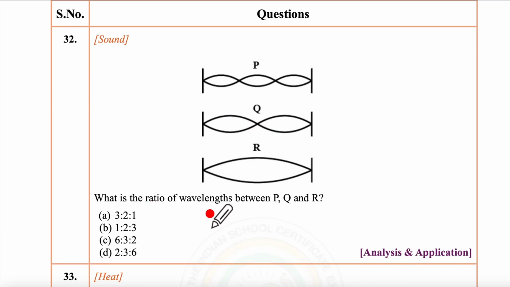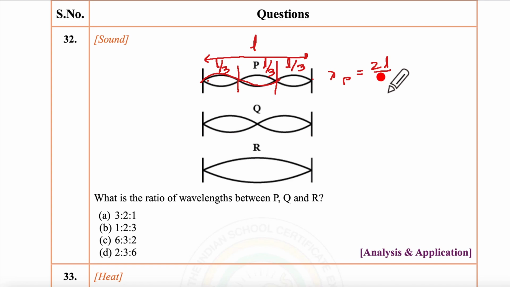Number 32. What is the ratio of wavelengths of P, Q and R? Now this length from here to here, let us say is L, then the wavelength of P will be from here. This is one wave here. Now you can see that this part will be L by 3 and this part also will be L by 3. So the wavelength of P is going to be L by 3 plus L by 3, that means 2L upon 3.